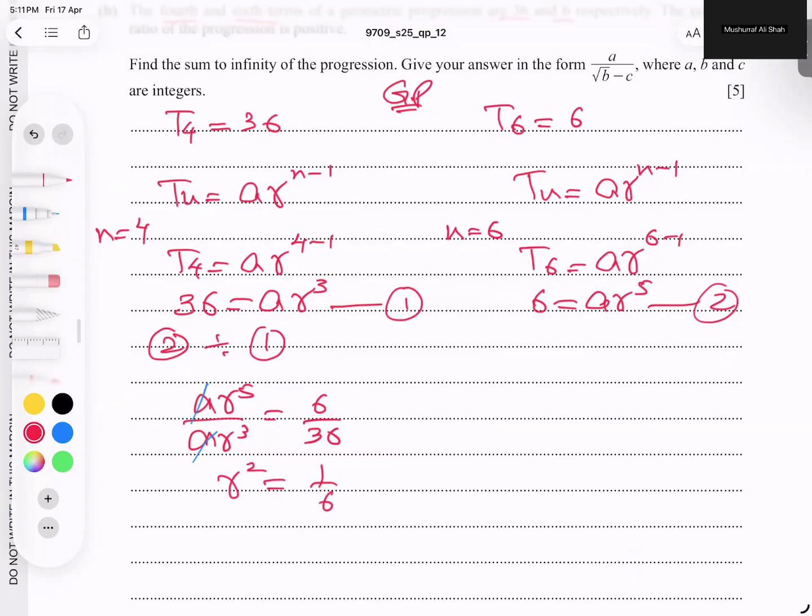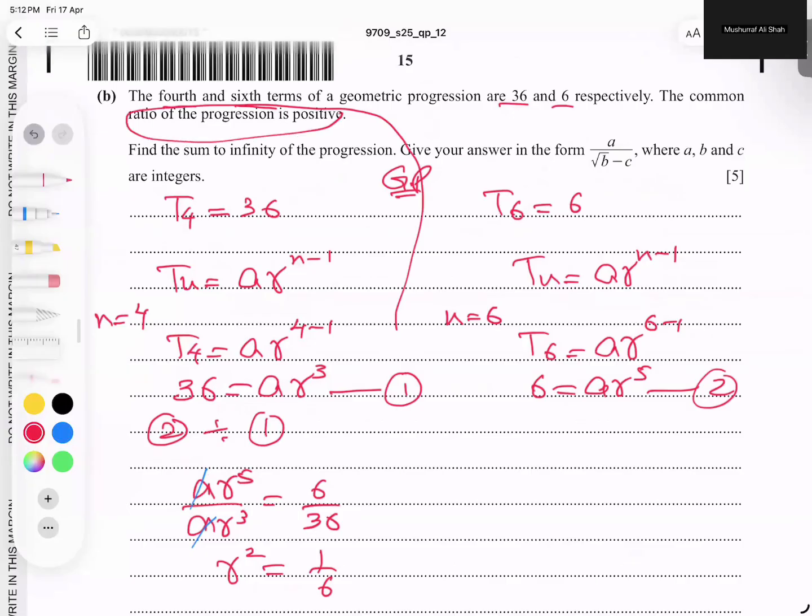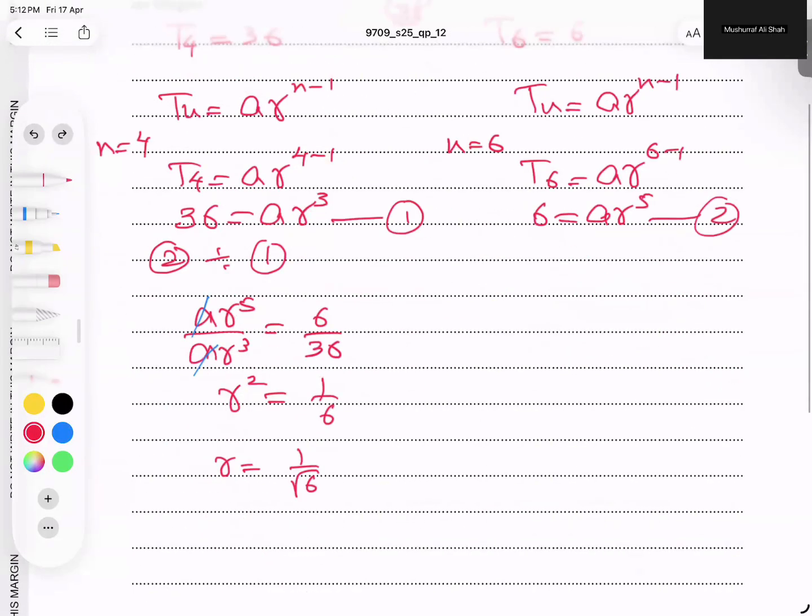1 by 6. So if we see that it turns out to be 1 over, take a root of both sides, we get 1 over root 6. But we have two possibilities. Let me check, any mention here? Yeah, he said the common ratio is positive. We are getting two values, but he ignored one. So I will take the R value as more than 0. So I will take this R value.